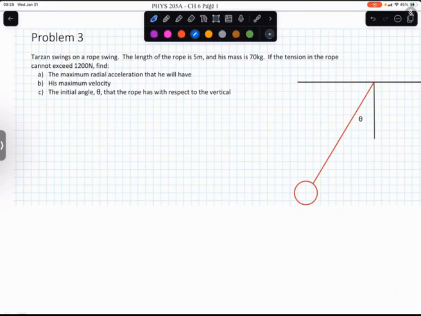So problem 3, we have Tarzan swinging on a rope swing. The length of the rope is 5 meters. So that's this. And his mass is 70 kilograms. If the tension in the rope cannot exceed 1,200 newtons, you need to find this stuff.